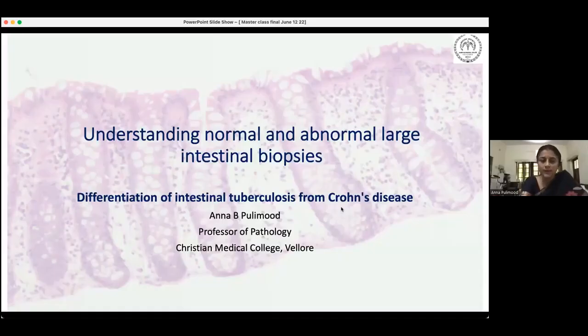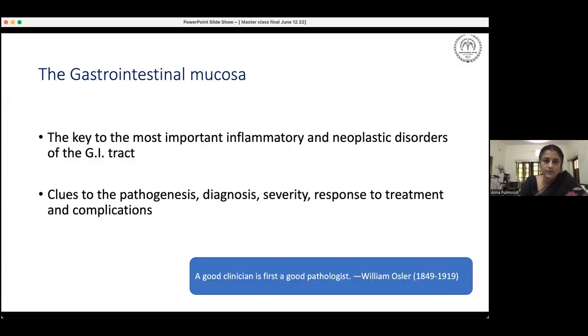So our topic for today is large intestinal biopsies. I'll also be touching a little bit on the differentiation of intestinal TB from Crohn's disease. The gastrointestinal mucosa holds the key to the most important inflammatory and neoplastic disorders of the GI tract. Evaluating the mucosa gives us clues to the pathogenesis, diagnosis, severity, response to treatment, and complications. Many hundred years ago, William Osler once said, "A good clinician is first a good pathologist." So it's really important for clinicians to understand the pathology of the diseases that they are treating.